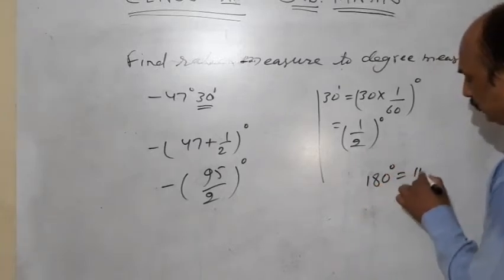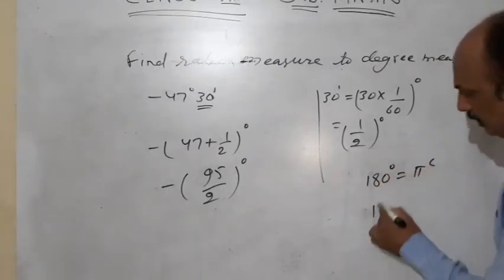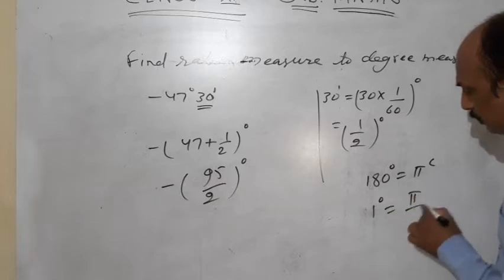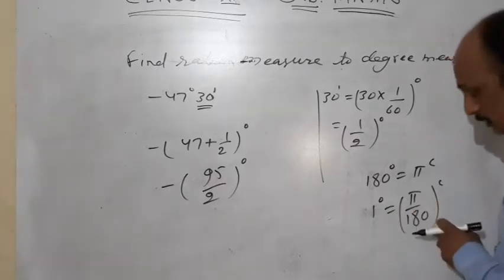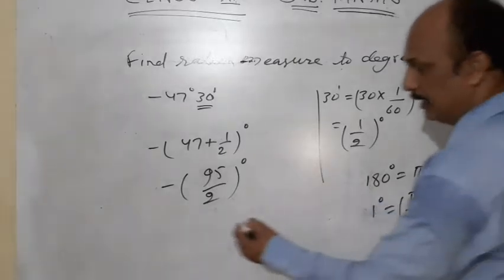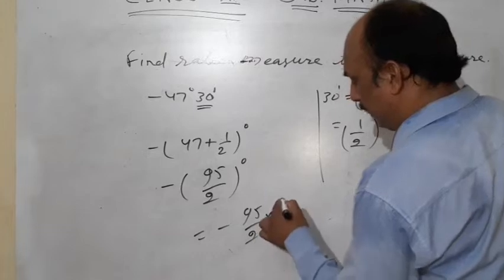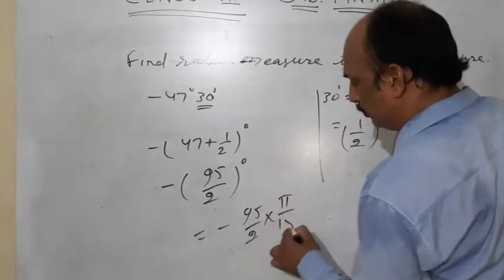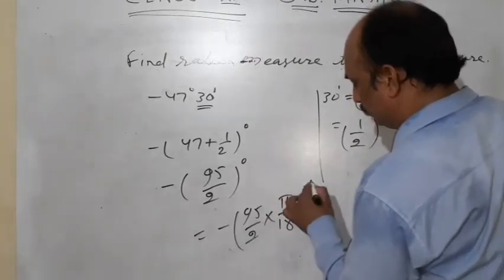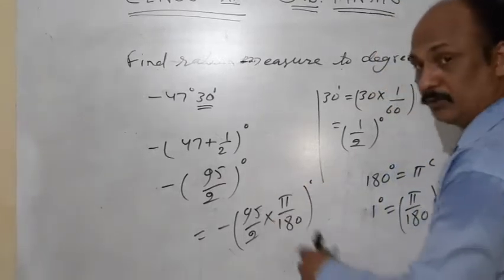180 degree is equal to pi radian. Then 1 degree is equal to pi by 180 radian. Is that clear? Yes, with the help of this, we can calculate it. Minus 95/2 and pi upon 180 radian. Okay, can we calculate it?